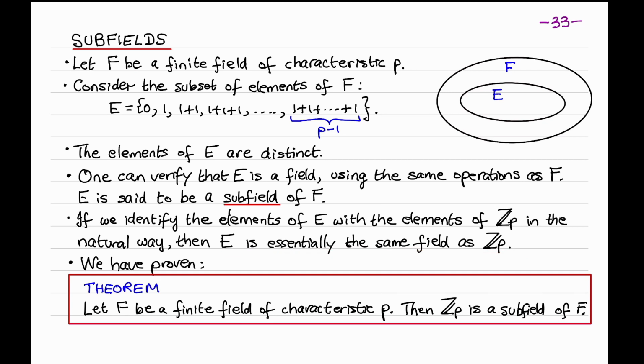Putting this all together, we've proven the following theorem. Let F be a finite field of characteristic P. Then the integers modulo P is a subfield of F.